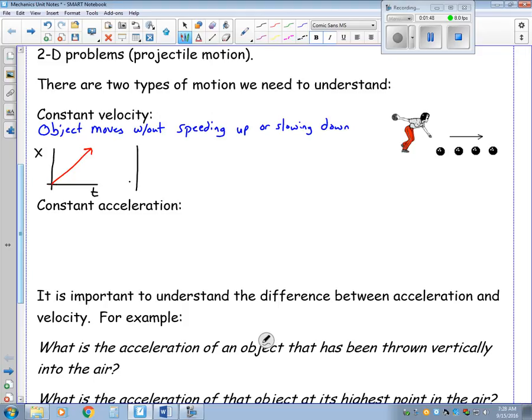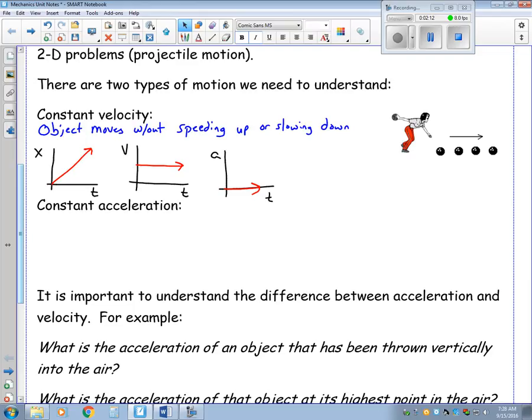If I were to make a velocity versus time graph, I would notice that the velocity would be a horizontal line because the velocity is not changing. Now, since the velocity is not changing, that means the acceleration will be 0 because it's not speeding up or slowing down. So for constant velocity, the acceleration will be 0, and one of the ways we have of calculating this is to take its final position minus its initial position divided by time.